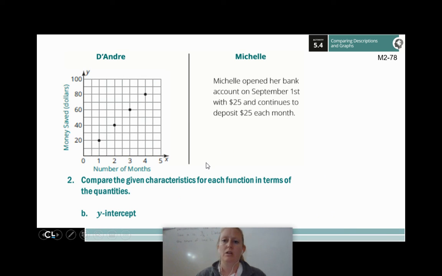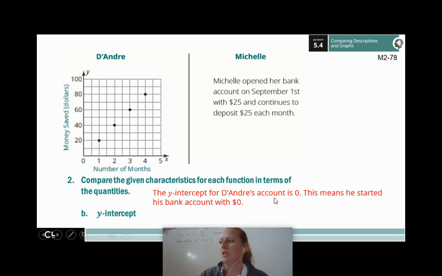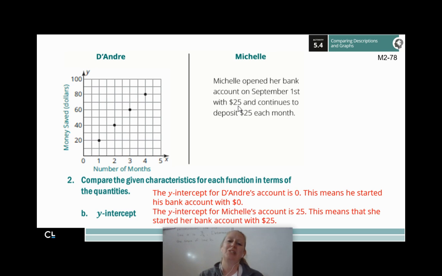Y-intercepts. Well, we said earlier the y-intercept here for Dondre was 0, and it meant that's how much he started with, right? So the y-intercept for Dondre's account is 0 because he started his bank account with $0. Michelle, though, started her bank account with 25. So her y-intercept is $25 because she started with $25 in her account.